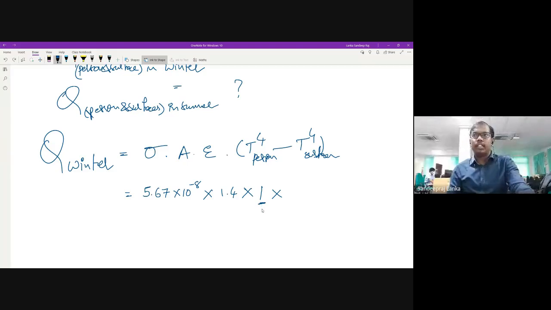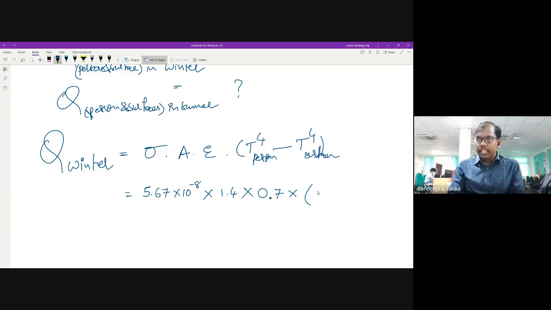So let me not use one. One is a black body. Your human body cannot be a black body. So what I can take is 0.7, let us take. Okay. Let me take 0.7. And then the temperature of the person is given as 30 degrees centigrade.